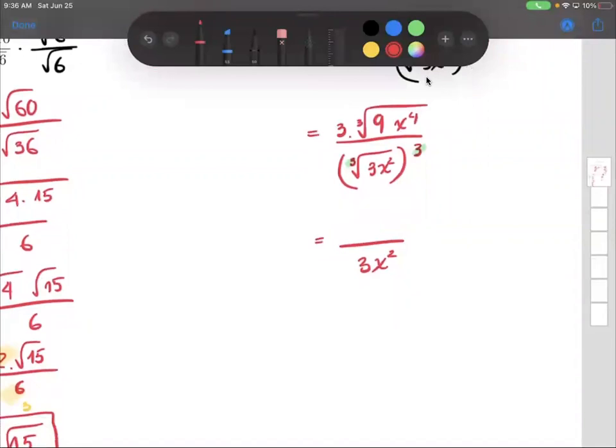So let me write down here. The 3 times, can you take the cube root of 9? I hope not, right? Because in order to take a cube root, it has to be at least what, 27, right? 3 times 3 times 3 is 27. So cube root of 27 is 3, but cube root of 9 is nothing. So you will leave it like that.